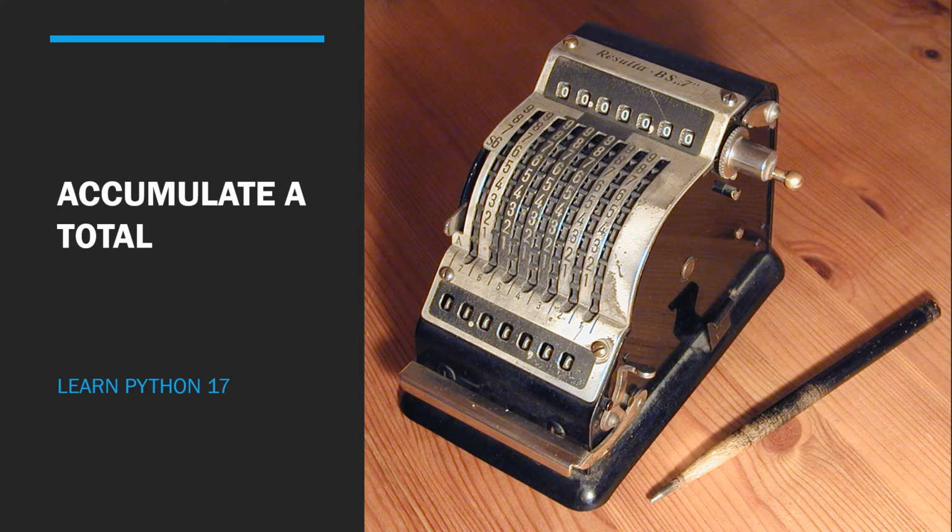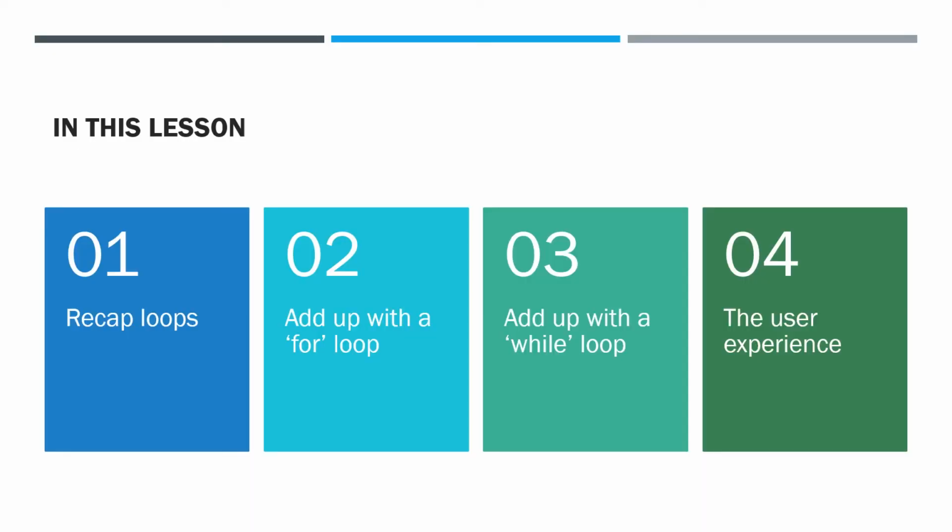Welcome back to lesson 17 in our series on learning Python for beginners. In this presentation, you'll learn how to accumulate a total or sum from a series of numbers using a loop structure. In this lesson, we'll briefly recap what we've learned about loops.